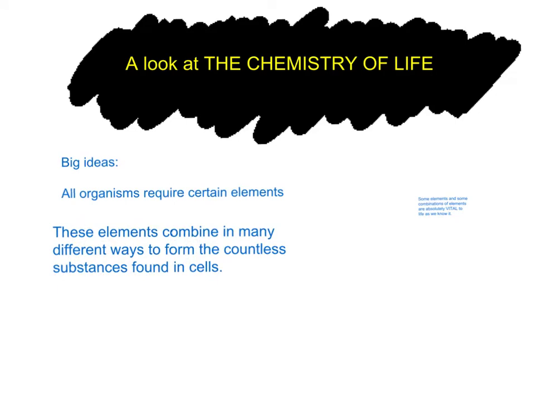To form the countless substances found in cells. So this small number of elements combine in many, many different ways to form all the things that we find in our cells. Things like water or proteins or other chemicals.